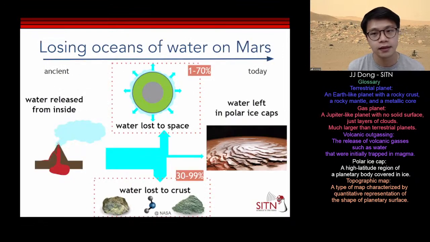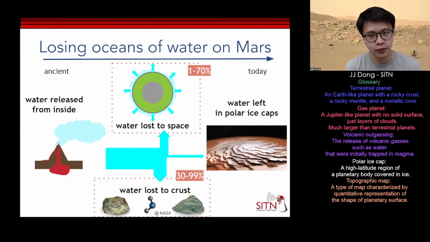Next slide, please. So some recent research suggests that if water had been leaking into the crust on Mars for billions of years, up to 99% of the Martian water would have been stored in the crust, actually, instead of being lost to space. So surface liquid water became underground minerals that contain water in their structure, which is really interesting.